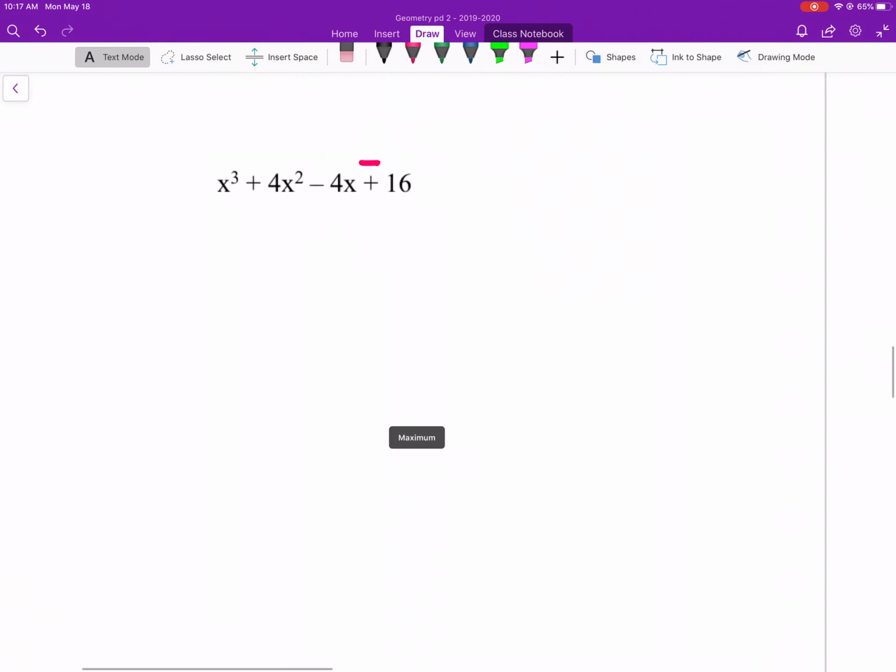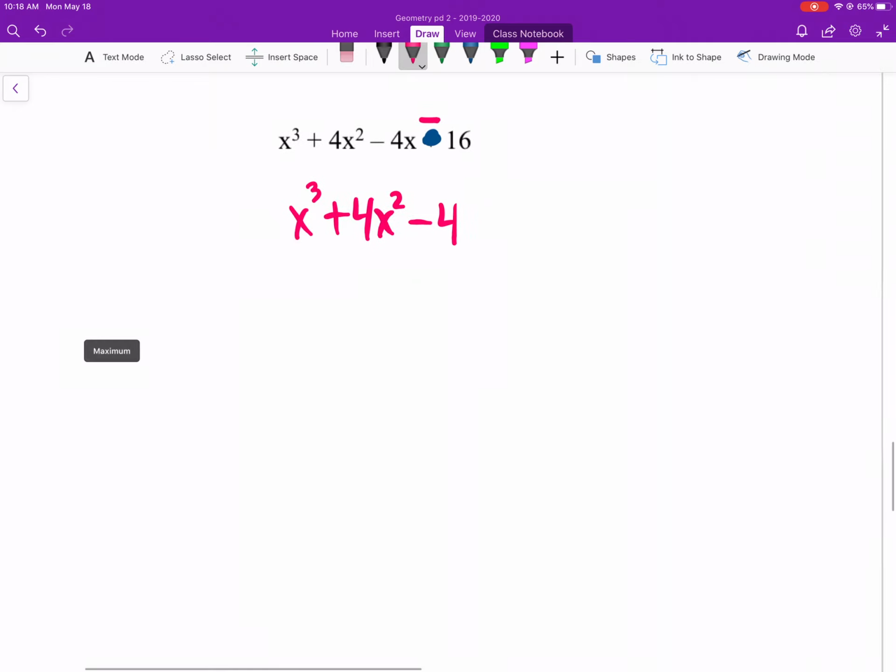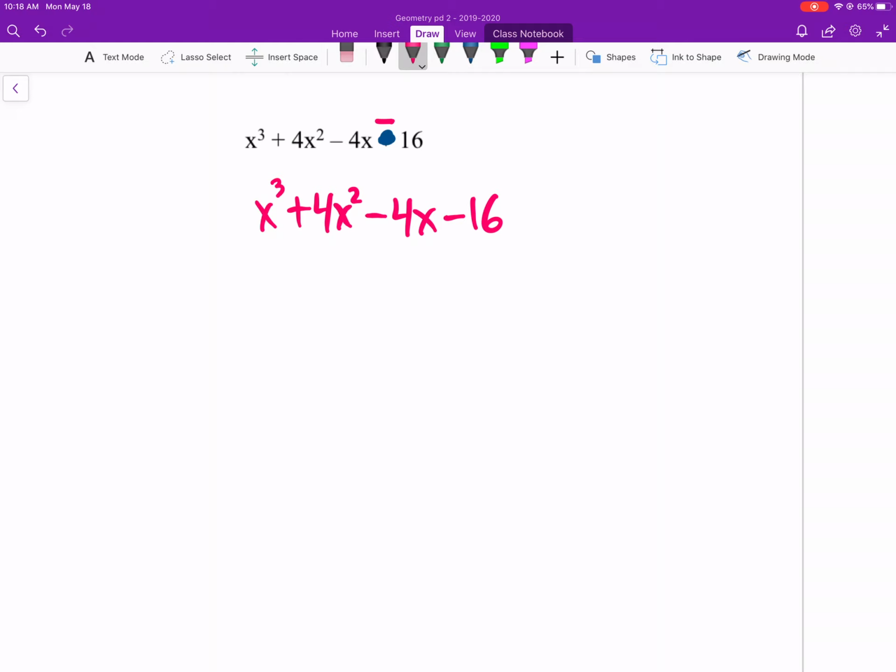Alright, one more. Now there was a mistake on the worksheet. Make sure you do not use plus 16 here. We're going to use minus 16. So your start here is x cubed plus 4x squared minus 4x minus 16. So is there a GCF? There's no GCF, so what we're going to do, we're going to break it down into two groups because we have 4 terms in total to start with.